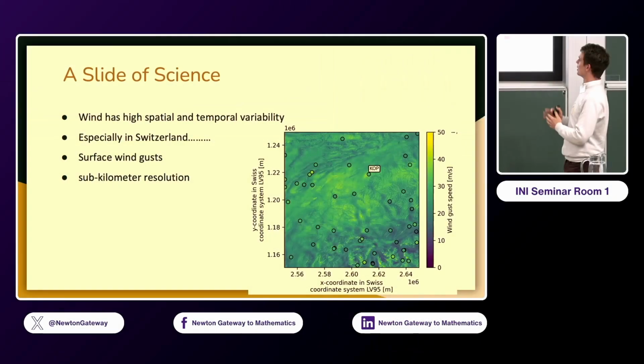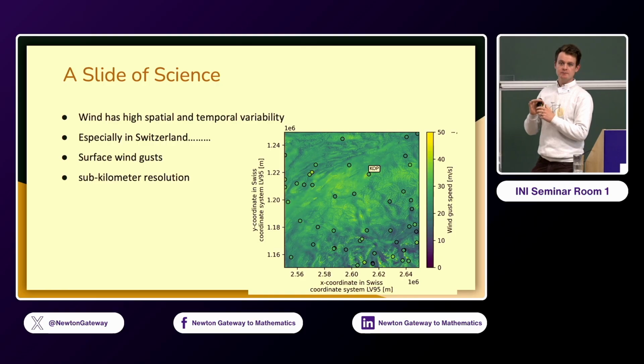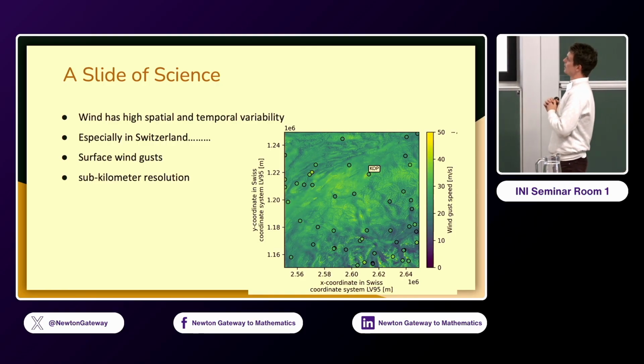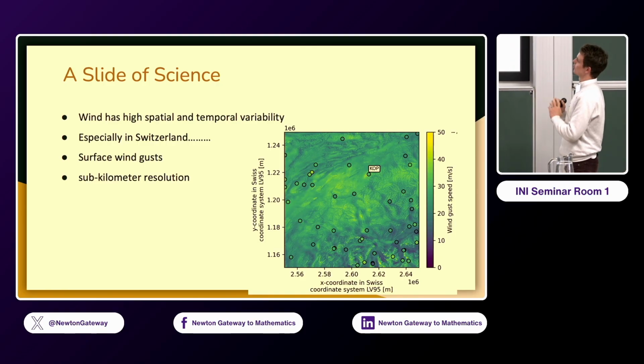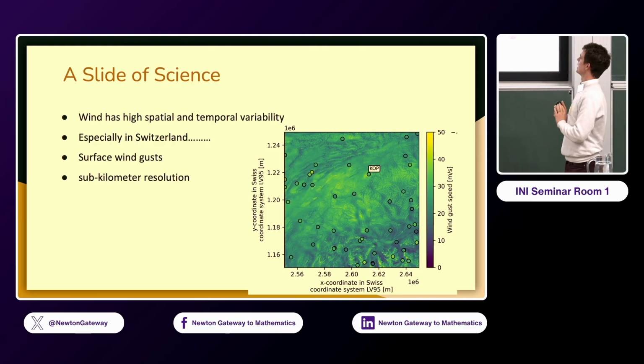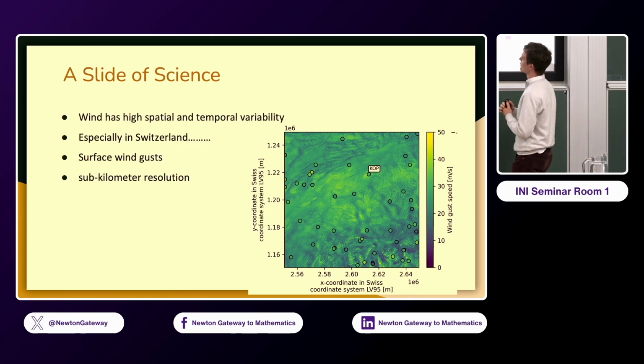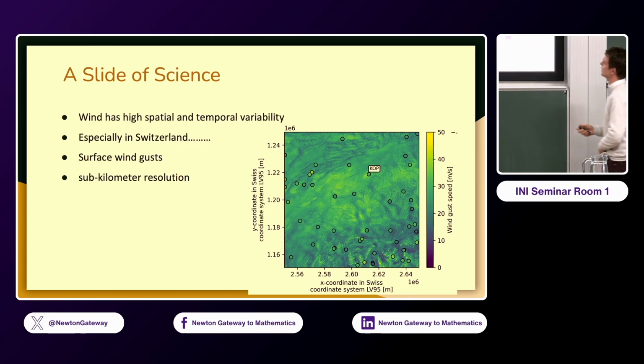So Météo Suisse are interested in predicting surface level wind, so wind gusts. This is a hard problem, apparently. According to these guys, there's a lot of spatial and temporal variability, which I can imagine, particularly in Switzerland. And the key thing for their problem is they want to get very, very high resolution predictions. Okay? So they want to have a very, very fine grained field here.